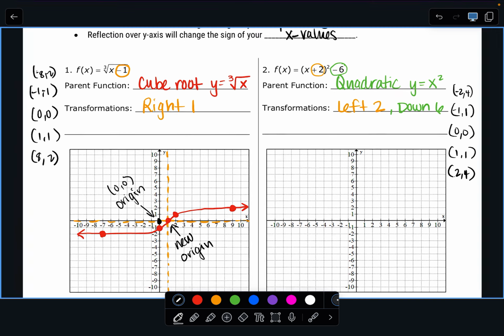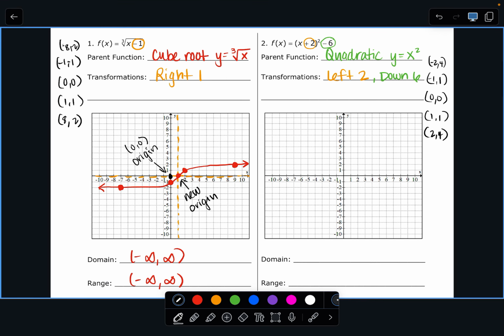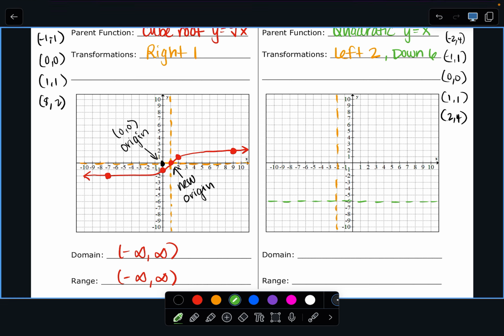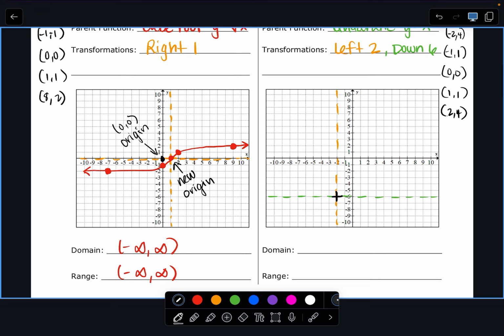So now, I got my parent function, I got my key points. I'm going to take that origin, I'm going to shift it to the left 2, and I'm going to shift it down 6. And I personally like to draw these new lines so I can kind of see where would my new origin point be. So I'm going to treat 0, 0 as if it's at this intersection from this left 2 and this down 6.